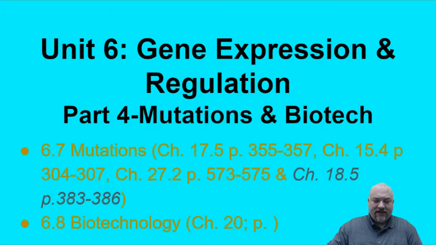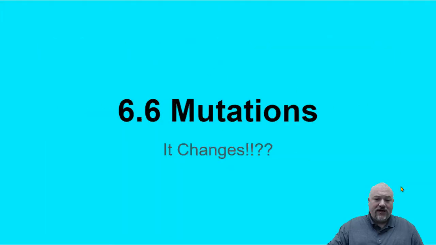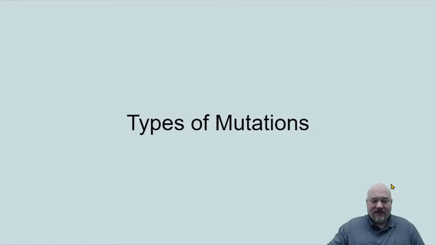As you can see in the book, mutations is kind of scattered all over the place. And biotechnology is Chapter 20. We're not going into as much detail as Chapter 20 does, so whether you read that or not is up to you, depending how much you want to know about it. So, mutations. Things change. Let's start off with types of mutations.